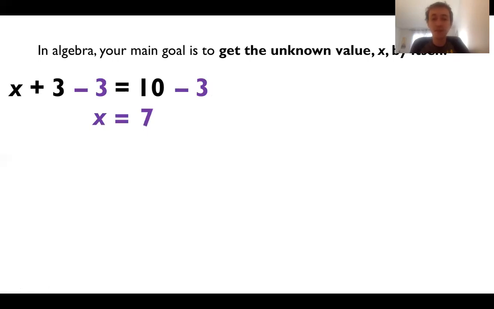There you go. Now, a lot of you probably figured out that this was 7 before you even did anything. But to show your work, you would show yourself subtracting 3 from the left to get the x by itself and subtracting 3 from the right because you have to do that.